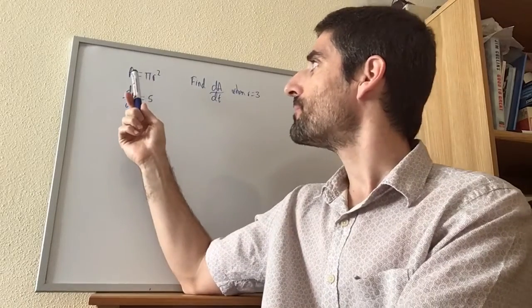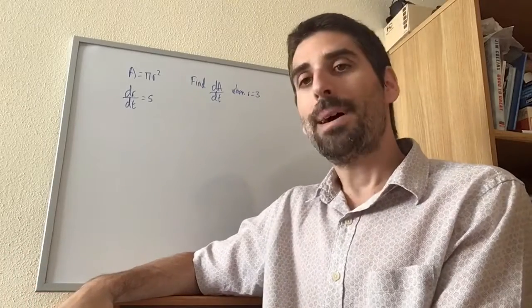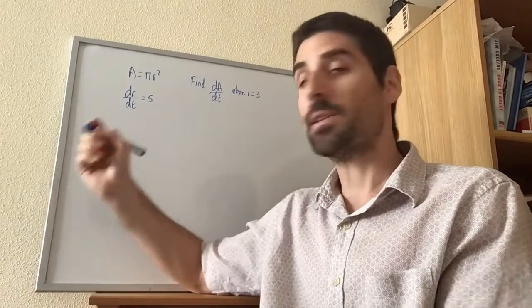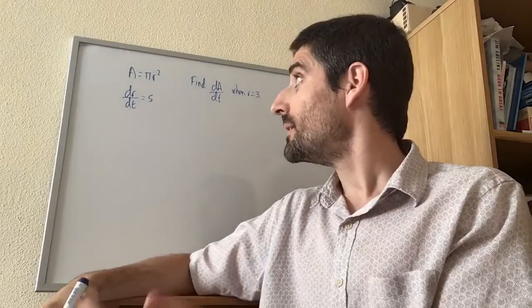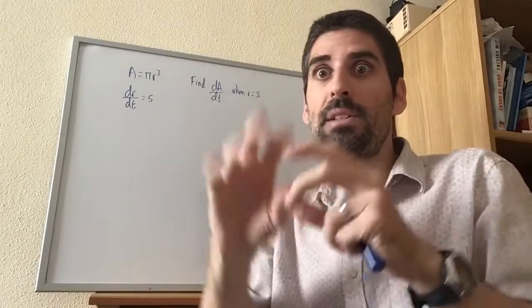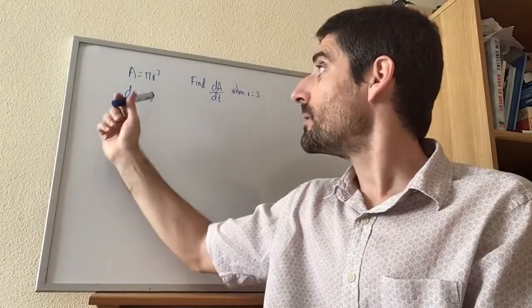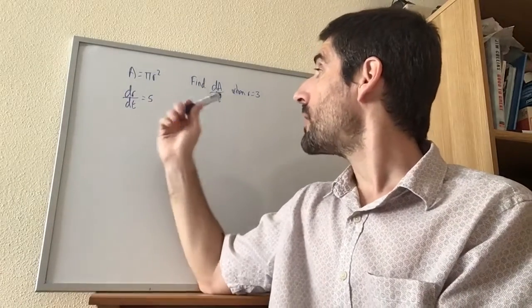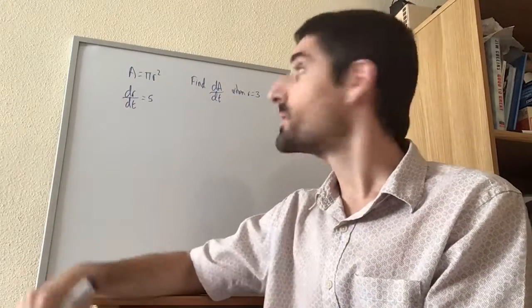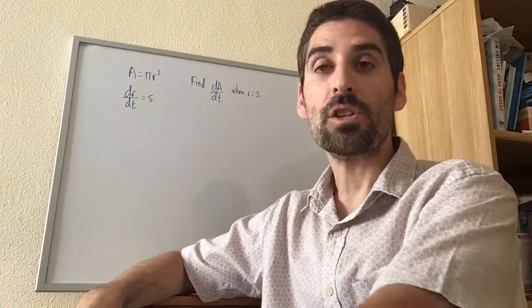Here they tell me that the area of a circle is given by the formula pi r squared, but they tell me that the rate of change of the radius relative to time, that's what dr over dt means. Dr over dt is the rate of change. So we have a circle where the radius changes over time. It's getting bigger, it's getting smaller, I don't know. So dr over dt, the rate of change of the radius relative to time, is 5. So they want me to find the rate of change of the area relative to time when the radius is 3. So what's happening there? When the radius is 3, at what rate is the area changing over time?